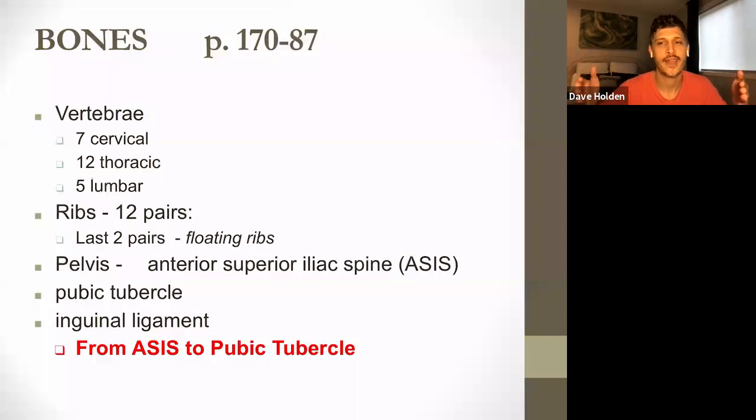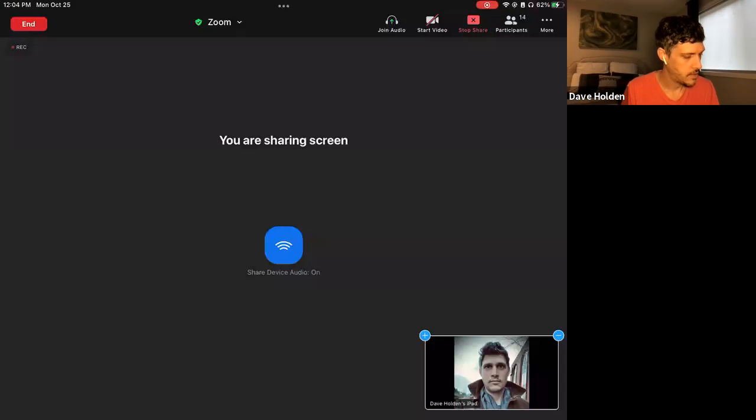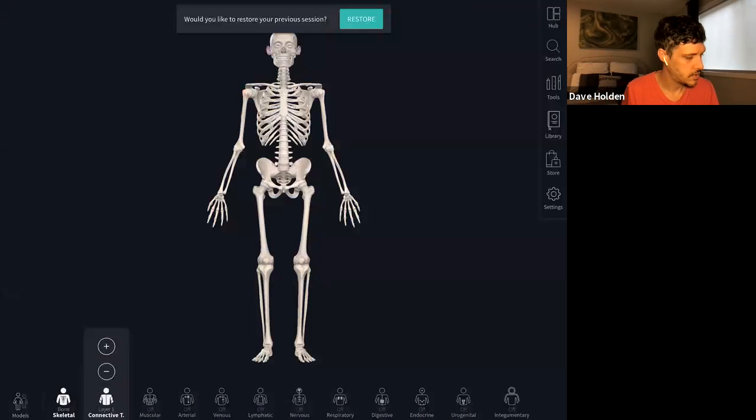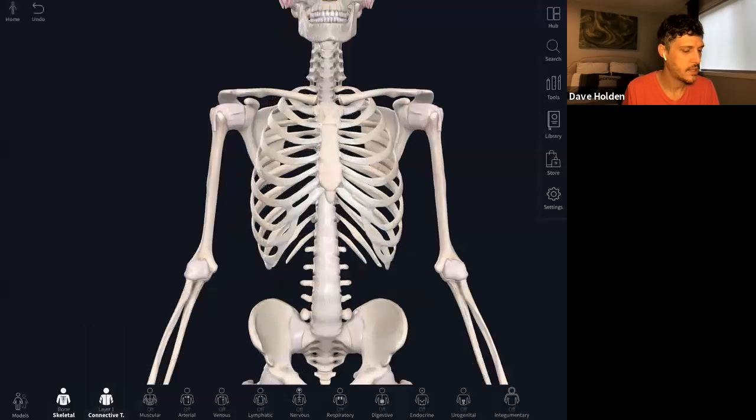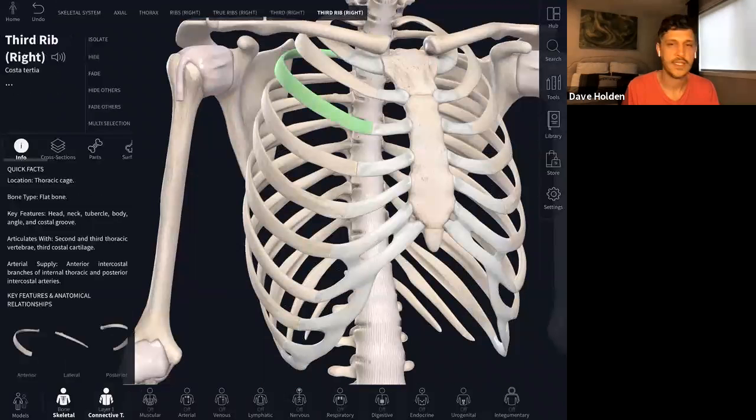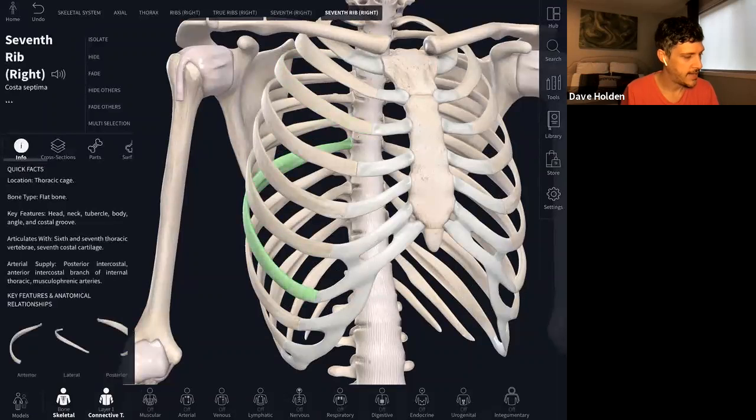There's 24 vertebrae total. 12 pairs of ribs. We have true ribs, false ribs, and floating ribs. True ribs are like the first 6. They truly connect to the sternum. They swing around and plug straight in. The last true rib you get is rib 7.